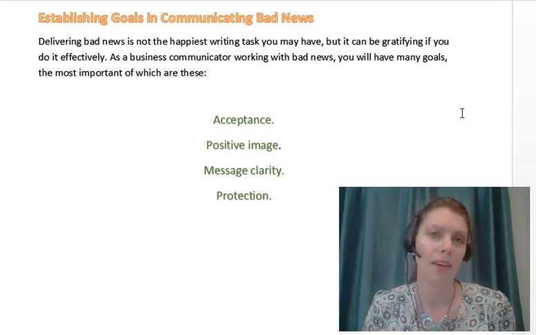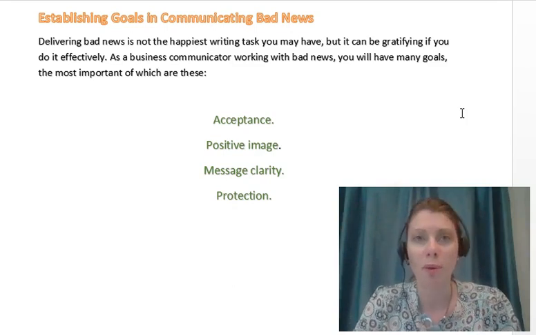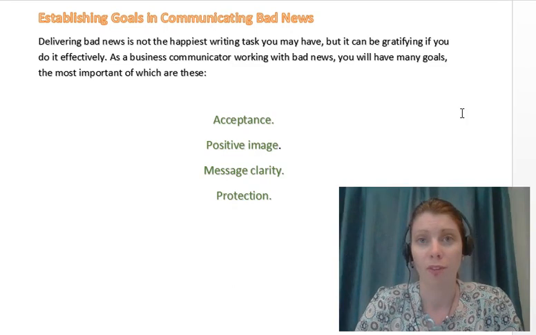The indirect pattern will help achieve this. With a positive image, you want to promote and maintain a good image of yourself and the company that you're working for, with the person receiving the letter. Realizing this goal assumes you're going to act ethically.